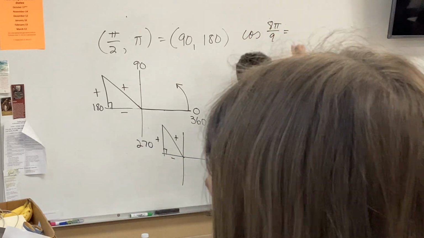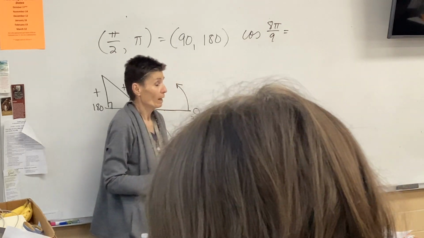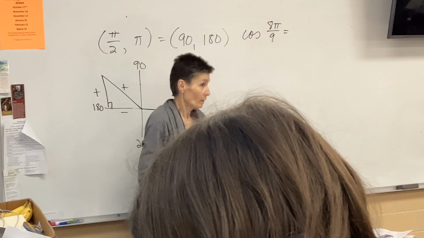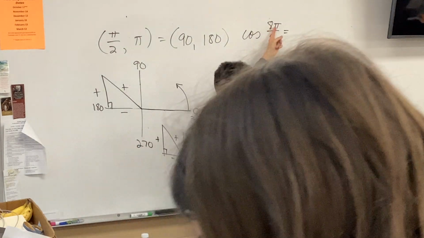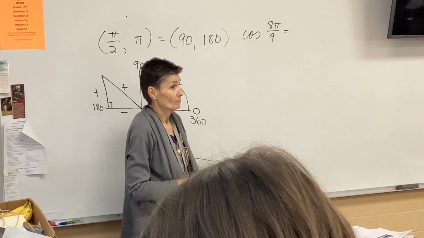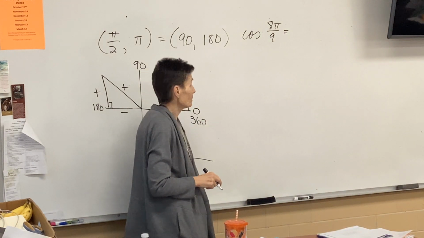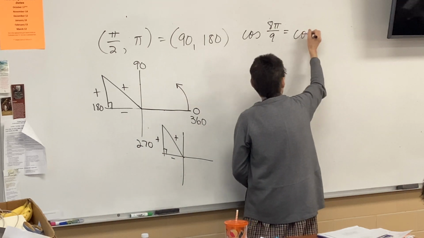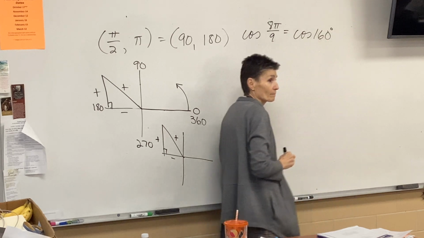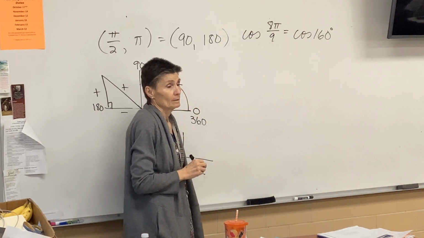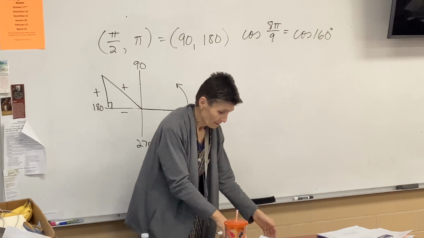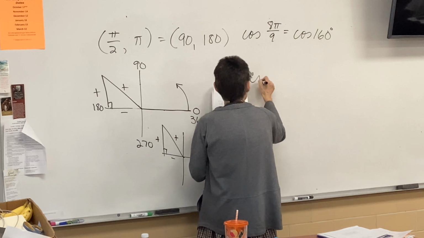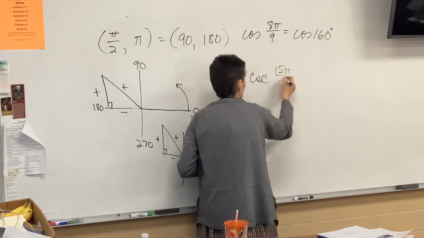So how do we change 8 pi over 9 in degrees? Well, we remember that pi is 180. So don't we just take 8 times 180 divided by 9? That should be 160. And let's go ahead and get them all changed, and then we'll go back and figure out positive or negative. Cosecant 15 pi over 8.